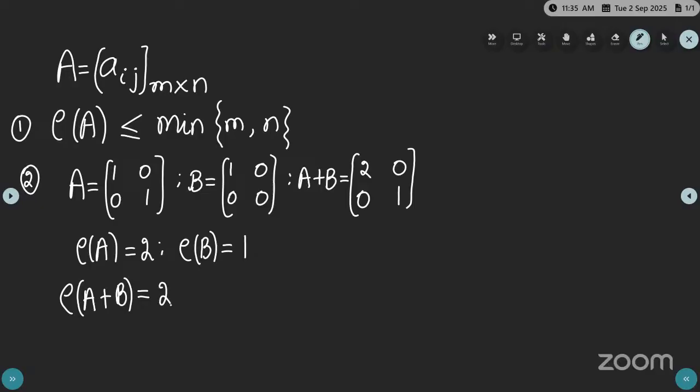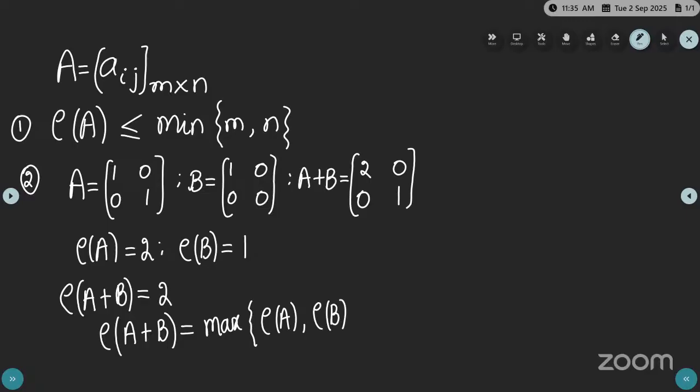So here, the rank of A plus B can be written as the maximum of the rank of A comma rank of B. Okay, not 3.